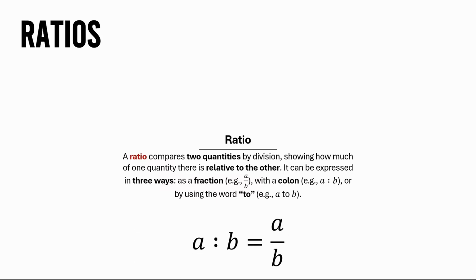Writing a colon b or writing a over b is the same thing, and both ways are read as a to b. The first number is called the antecedent, and the second is called the consequent.